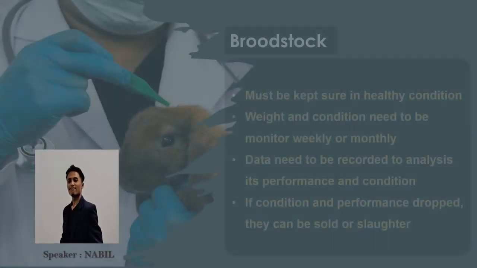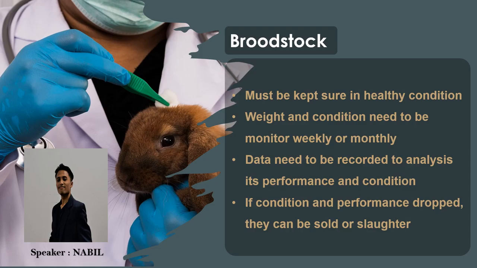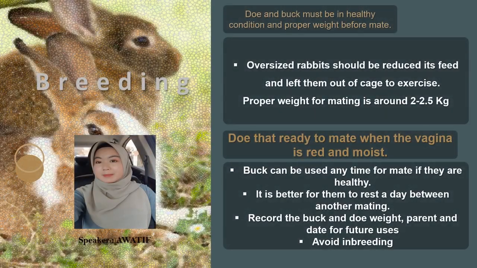In the broodstock stage, it is important to make sure their condition is always healthy. Their weight and condition need to be monitored weekly or monthly, and data need to be recorded to analyze their performance and condition. If the condition and performance drop, they can be sold or slaughtered. For the breeding part, doe and buck must be in healthy condition and proper weight before mating. Oversized rabbits should be reduced if fit, and left out of the cage to exercise. Proper weight for mating is around 2 to 2.5 kg.